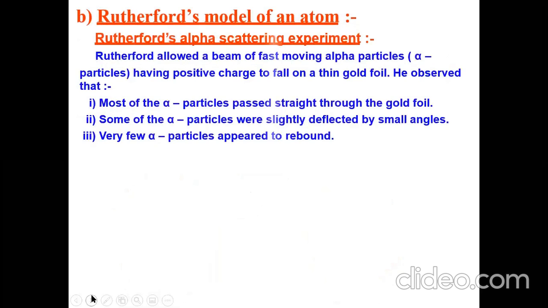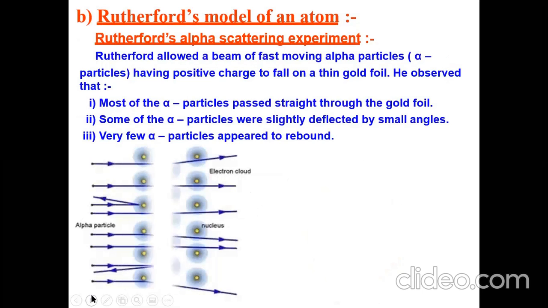Rutherford's model of an atom, that is also known as Rutherford's alpha particle scattering experiment. Rutherford allowed a beam of fast moving alpha particles having positive charge to fall on a thin gold foil. He observed that most alpha particles passed straight through the gold foil, but some alpha particles were slightly deflected by a small angle, and very few particles appeared to rebound.